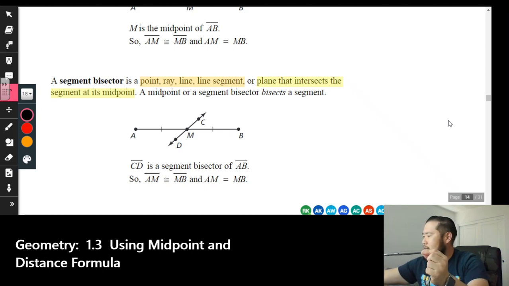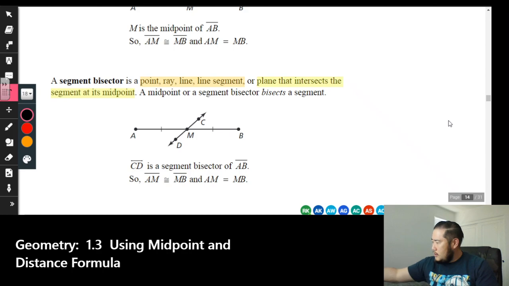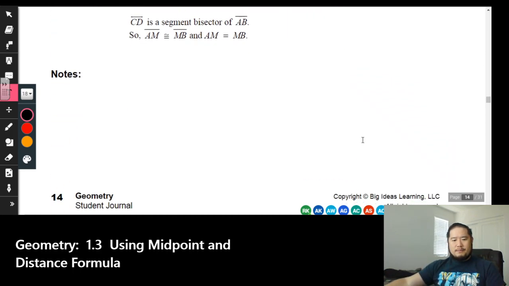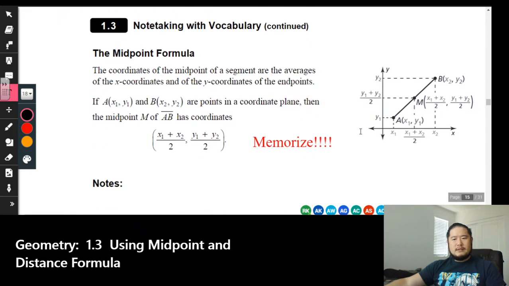If I take a piece of paper, that could be the plane. So for example, right here, if I take this piece of paper and I go through, then that could be the plane that is the segment bisector. And once again, it is cutting the segment in half and creating two equal segments.